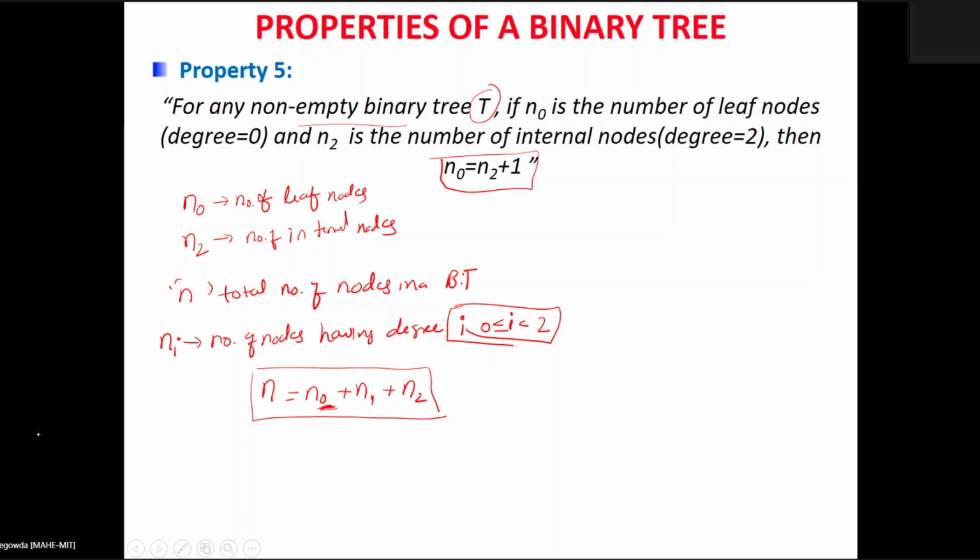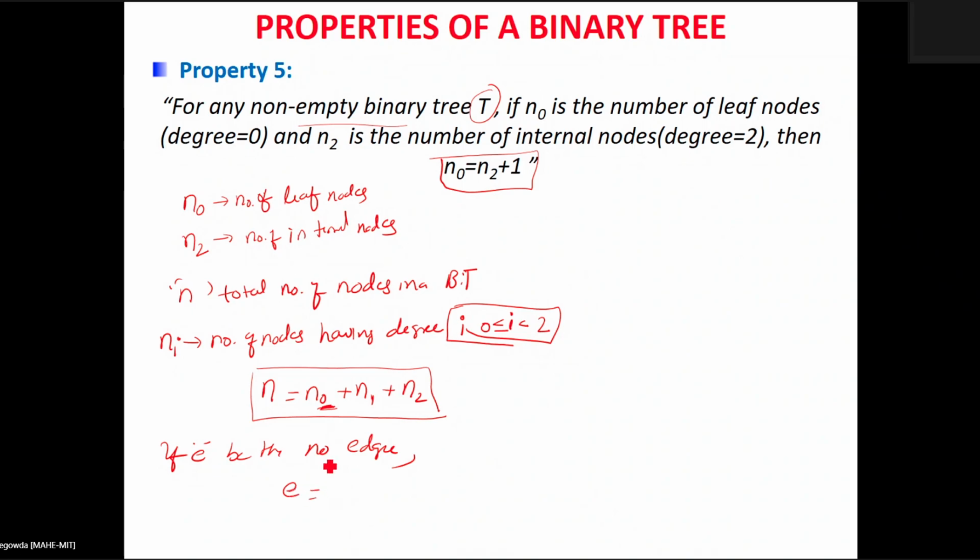Okay, see, what is E in the previous property studied? E is nothing but the number of edges. E be the number of edges in the given binary tree. Then how do you calculate the total number of edges?